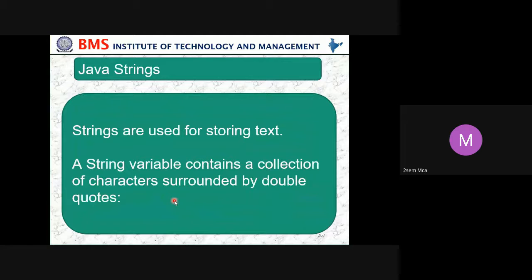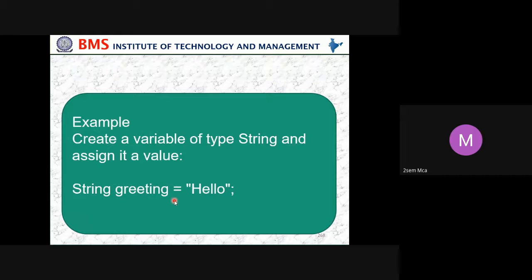Okay. So then what is a Java string? Strings are used for storing text. A string variable contains a collection of characters surrounded by double quotes. You can see this is an example of a string, where Hello is one string, and it is stored in a variable called greeting.